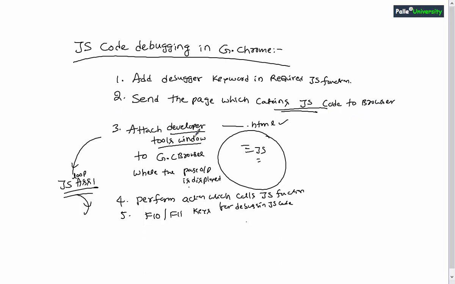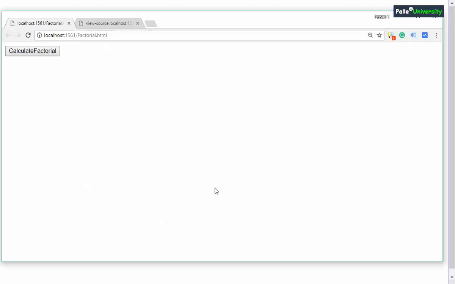Now the third step is to attach the developer tools window. Let me go to the browser. In the browser, let me close this view source window. Now in the Google Chrome browser, you can see a 3 vertical dots icon. When you place the cursor on top of this, you will see customize and control Google Chrome. So you click on this.